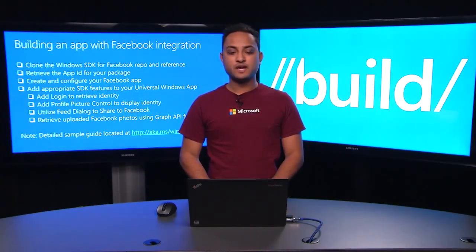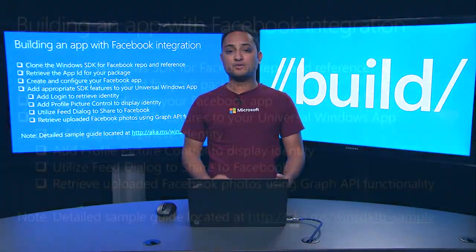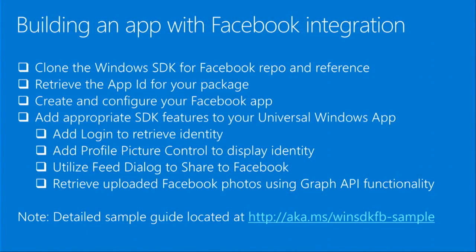Now we'll go through a demo of how to build an app with Facebook integration. We'll start by cloning the SDK directly from GitHub and referencing it within Visual Studio. We'll then go through the steps necessary to configure the app on the Facebook Developer Portal and jump back to Visual Studio and finish the configuration steps there. Then we'll add the appropriate SDK features to the universal app, namely Facebook login, profile picture control, using the feed dialog, and a Graph API request to retrieve the user's uploaded photos.